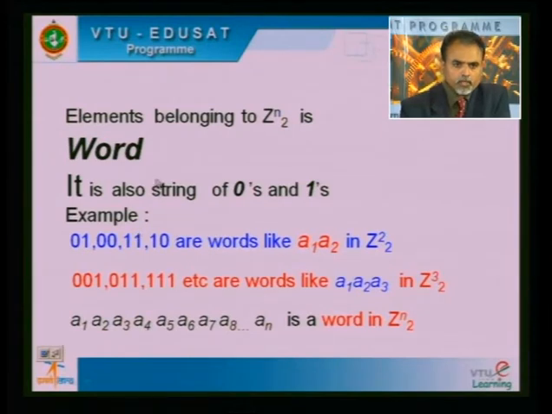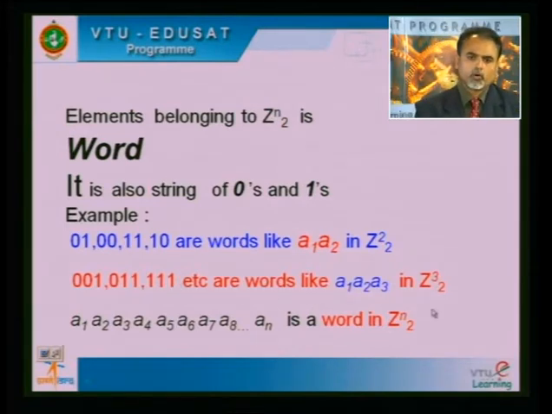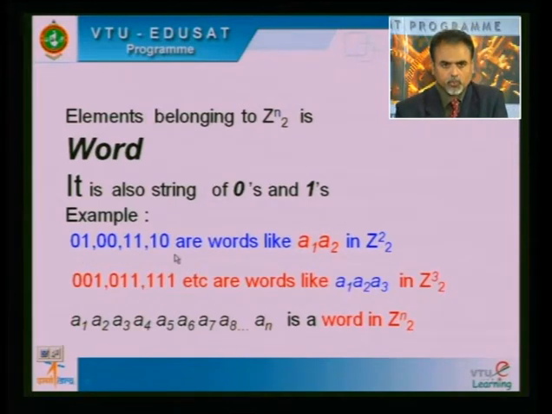So that a word is any element of Z2 to the power n. Here it is Z2 to the power 2, where 01, 00, 11, 10 belong to Z2 to the power 2. 001, 011, 111, and some more, which is 100, 110, all are words of length 3 which belong to Z2 to the power 3. So, in general we are taking a word as a 0, 1 signal of any length. A word is a string of zeros and ones.